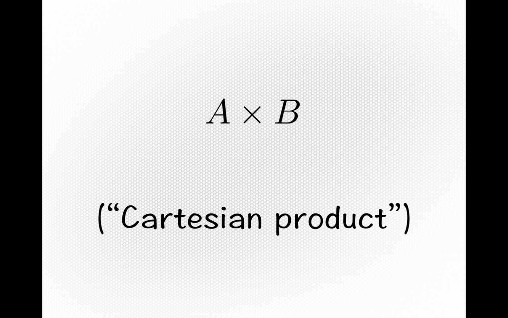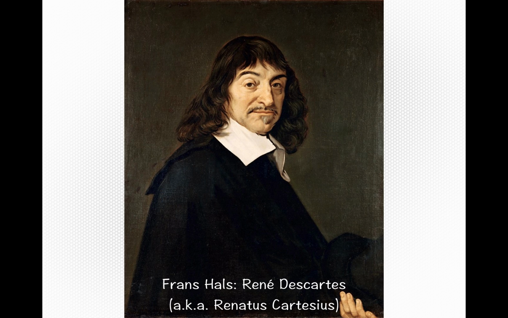And then we have, well, not finally, the second from last, the Cartesian product, which is a set of tuples, a set of pairs of elements, and in every pair, the first element belongs to A, the second element belongs to B. It was introduced by René Descartes, also known as Renatus Cartesius. That's how he published, because publishing was done in Latin.